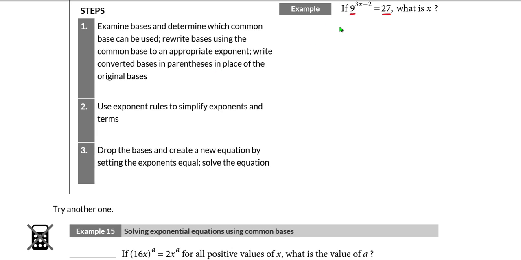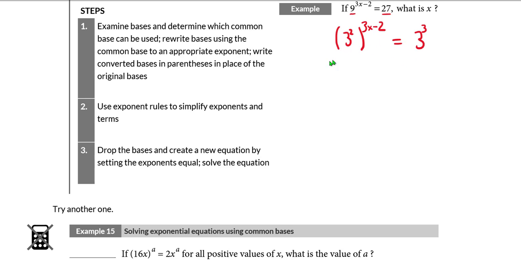Here's how we do that. We're going to write a parentheses, and we're going to put a 3 squared in it. Again, I'm just writing the 9 base as 3 squared, and then I've got that exponent outside that set of parentheses. On the right-hand side, we are just going to do 3 cubed. I don't really need parentheses there because there's no outside exponent like there is on the left. So now we have 3 squared to the 3x minus 2 equals 3 cubed.